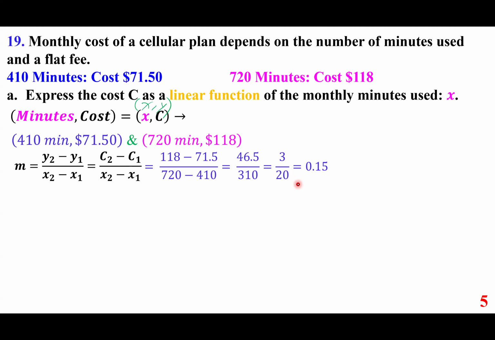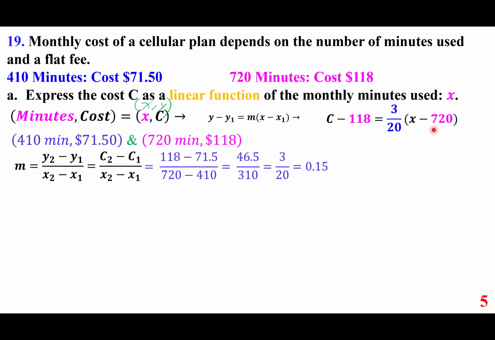Y minus y1 equals m times x minus x sub 1. So y minus y1 becomes y minus c1, okay, equals m times x minus x sub 1. So therefore, y minus, now you pick one of those pairs, for example, this one, because this one has a decimal. Let's ignore that. So y minus 118 becomes c minus 118, c minus 118 equals m, either 3 over 20 or 0.15 times x minus 720.